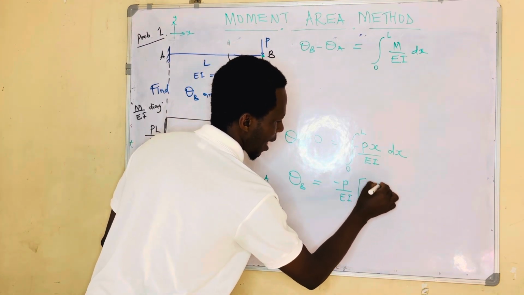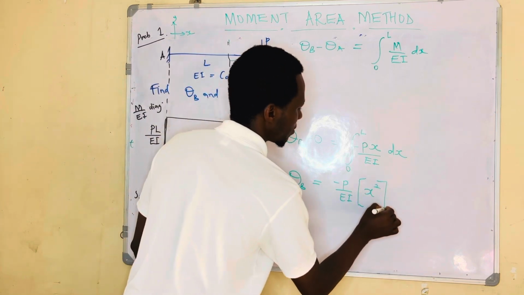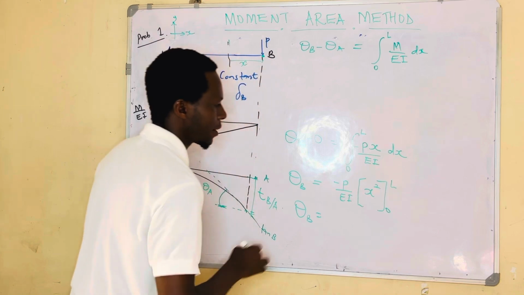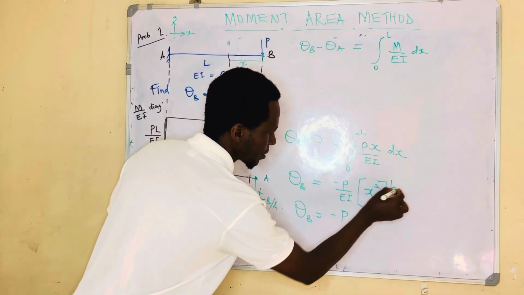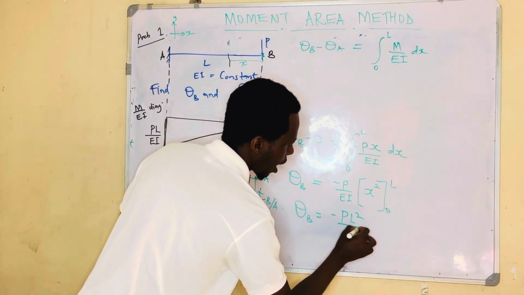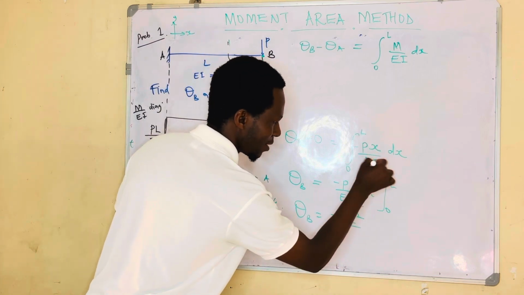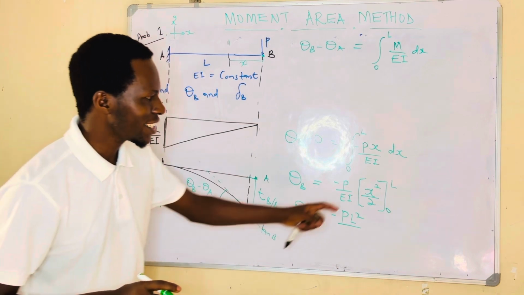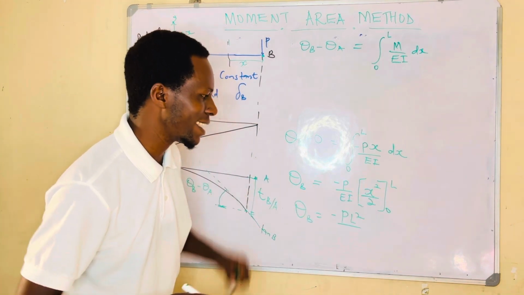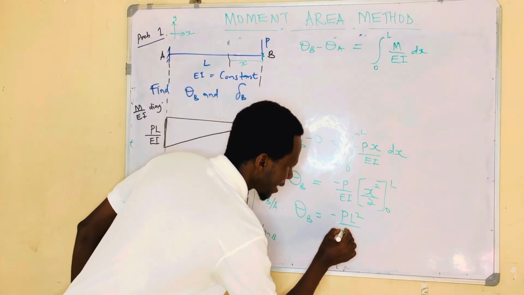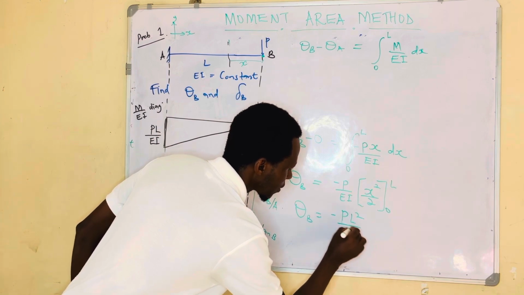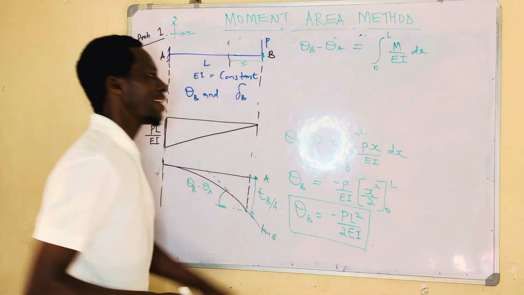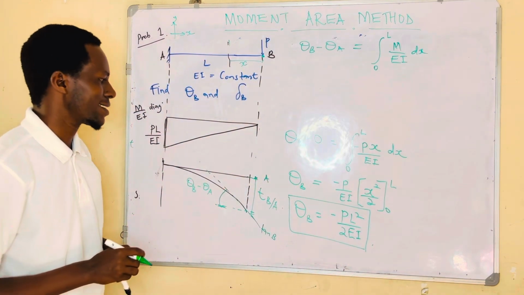This becomes x squared, from 0 to L. So the slope at B is going to be equal to negative P, substitute L squared out of... remember, if you integrate x, it becomes x squared by 2. Sorry, correct that. And then out of 2 EI. So this is one way, by using this integral, because it's a curve.